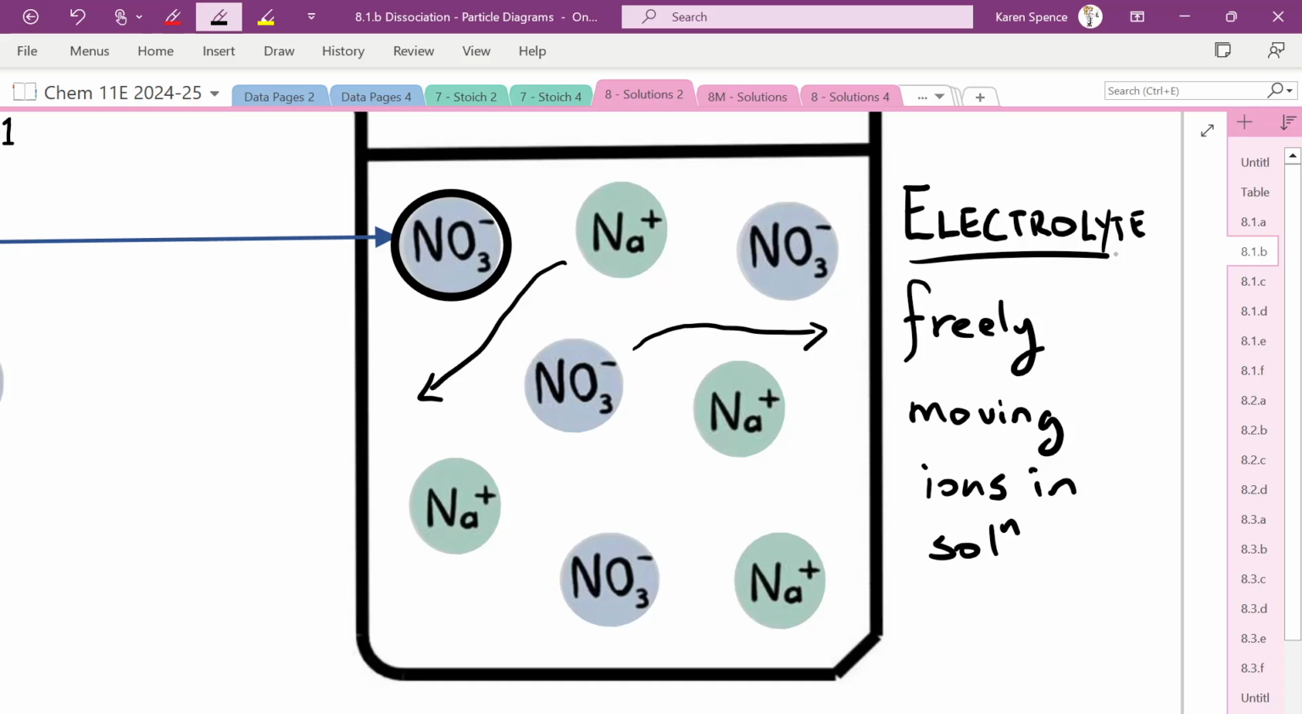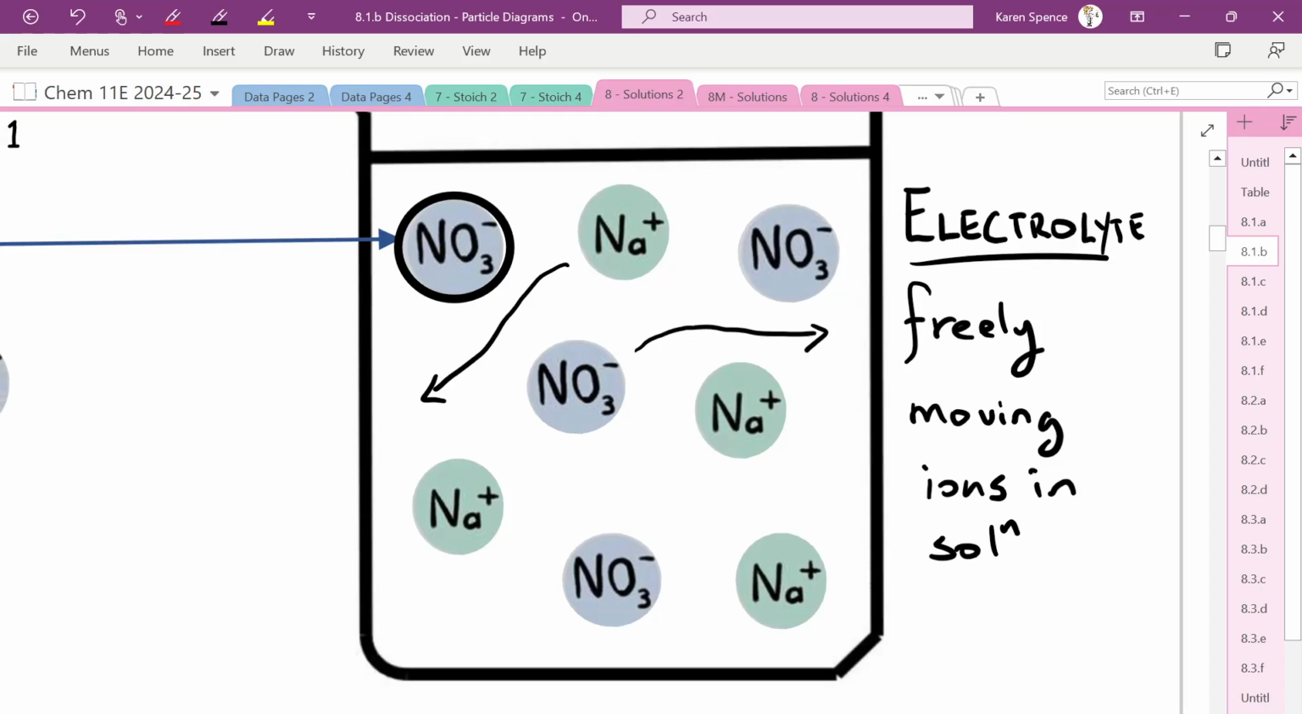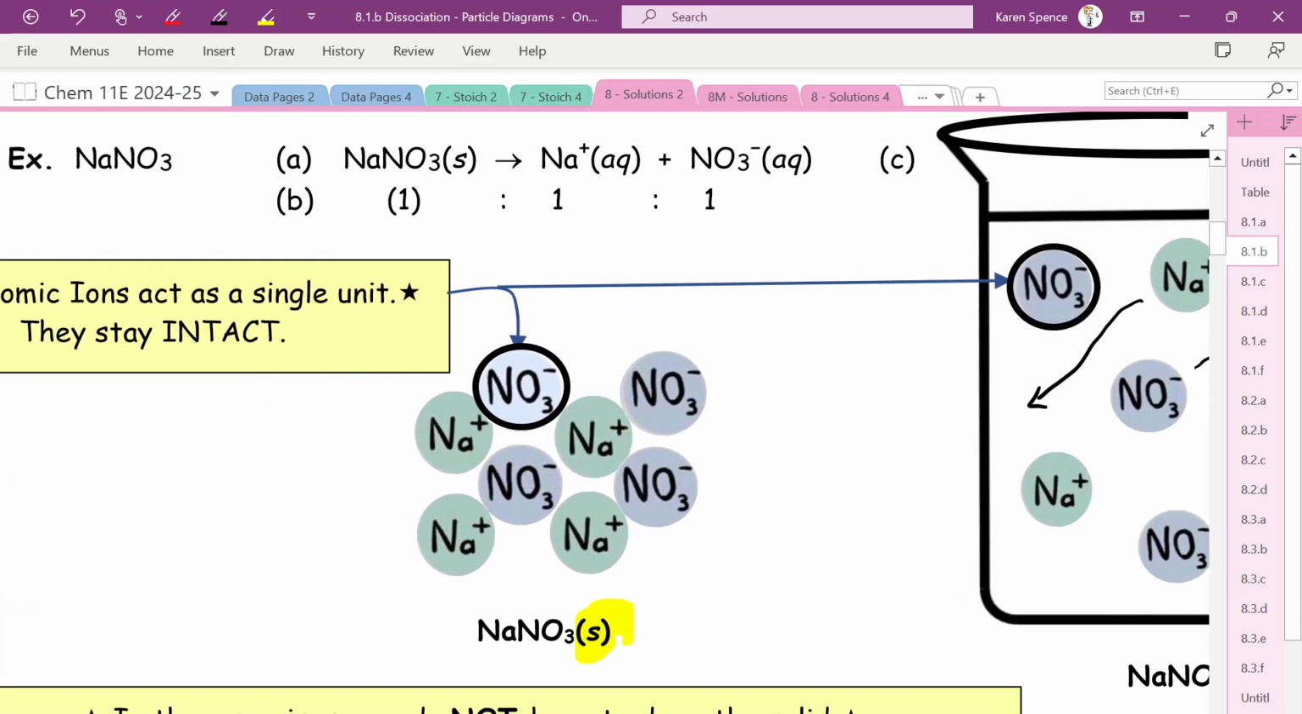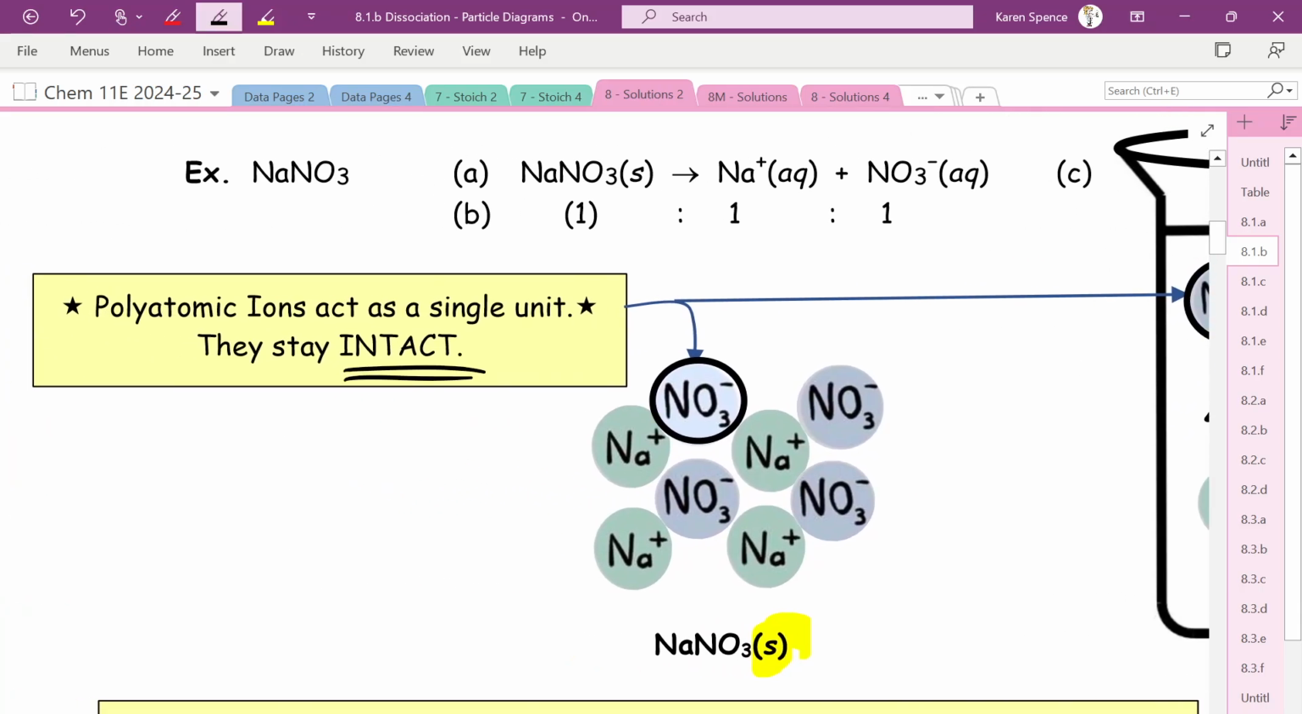Notice that the polyatomic ions stay intact. They don't break up into N's and O's, okay? Polyatomic ions stay intact. And I think there's a little label over here that says it, so I don't need to write it down. Look at that. There they are. Okay, they don't come apart. They're held together by covalent bonds, and covalent bonds do not break in solution, right? We would have like an N and an O and an O and an O.